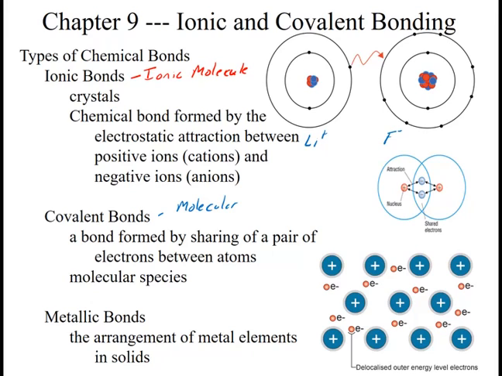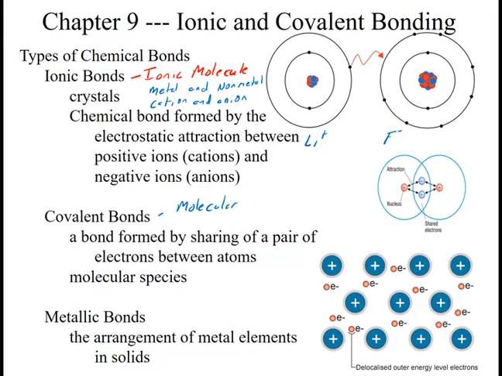So this is usually a metal and a nonmetal, although the technical definition is cation and anion, and that's because of the fact that there are some polyatomic ions that are nonmetals.